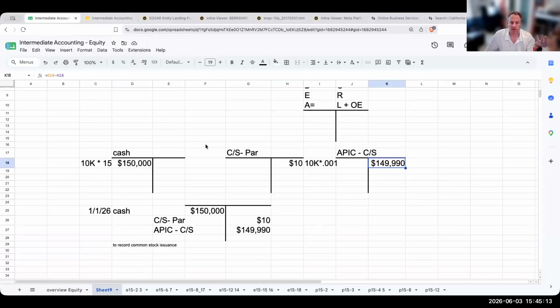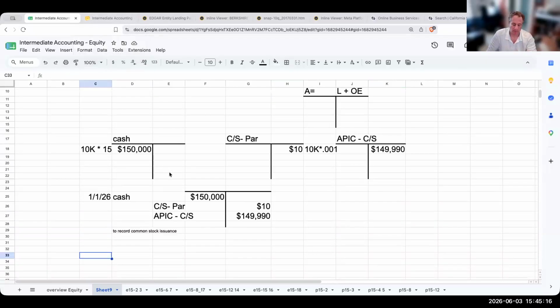One of the things you might also see is that on 1/1/25, YYZ was founded, and we'll say 100,000 shares were issued to its owners for par value.